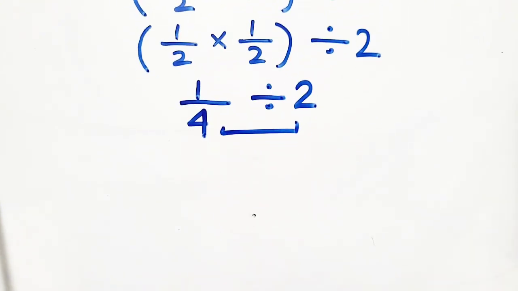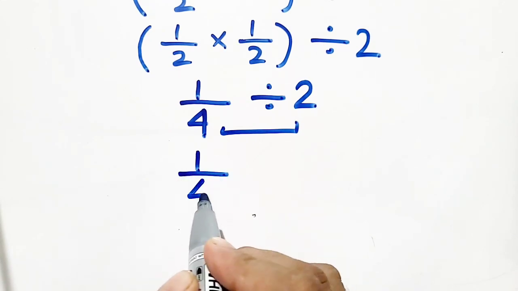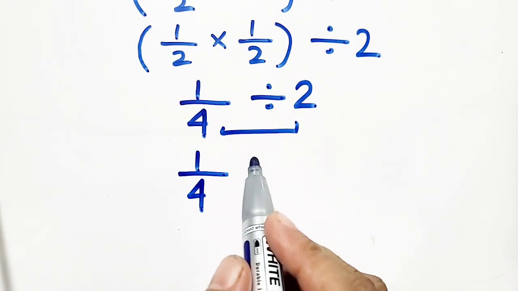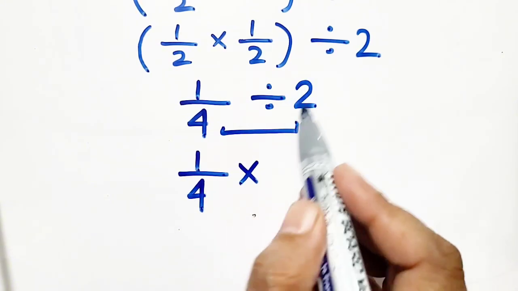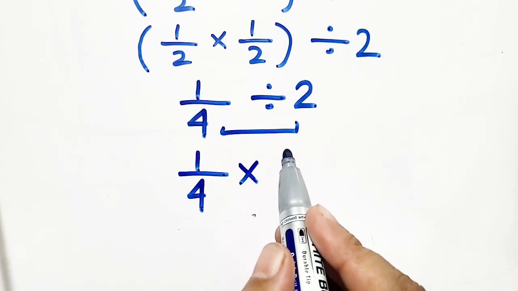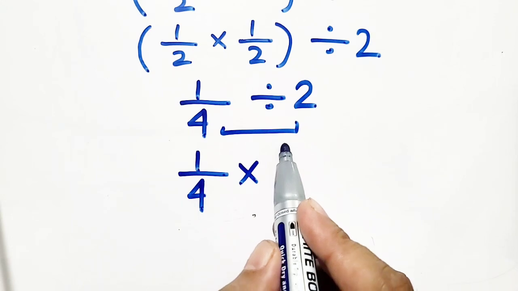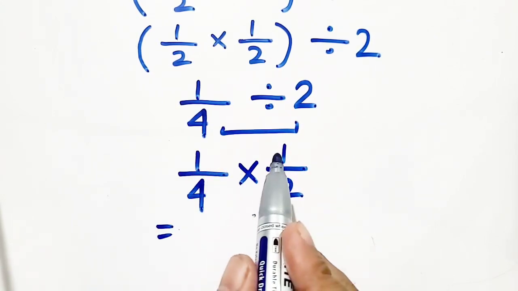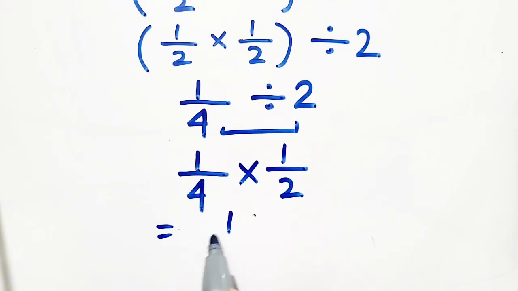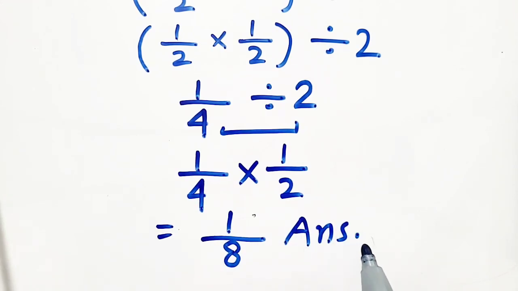So we will get 1 by 4 as it is. Divide is changed into multiplication, and 2 is flipped. So we will get 1 by 2. 1 multiplied by 1 is 1, and 4 times 2 we will get 8, so 1 by 8 will be our correct answer.